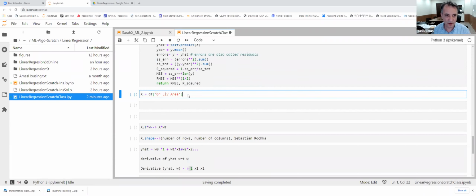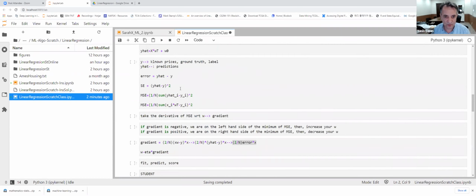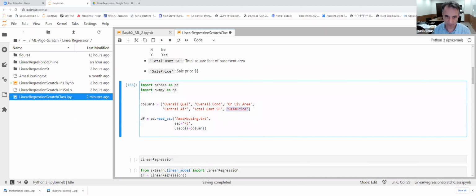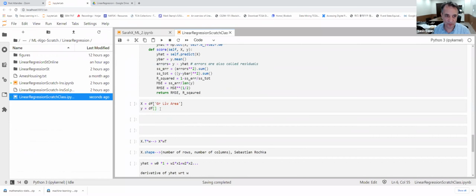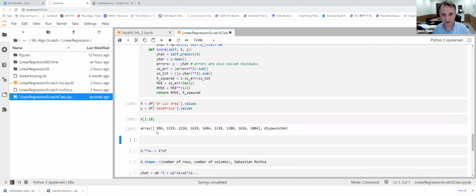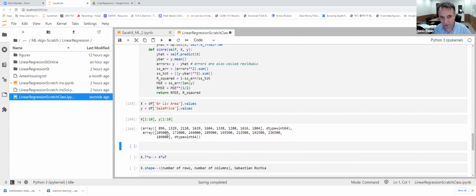All right. And then y is, again, df. Let's use this one. And then let's turn them into series. Let's see X. It's an array of living space area. And then let's also check Y. And this is the price corresponding to these houses.